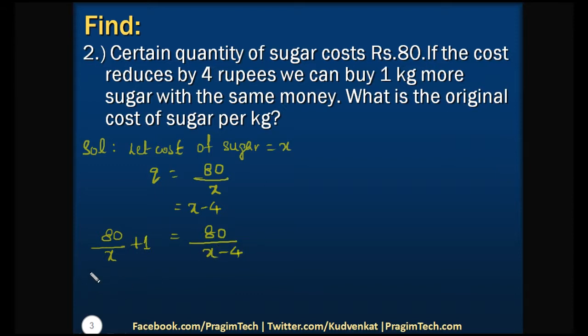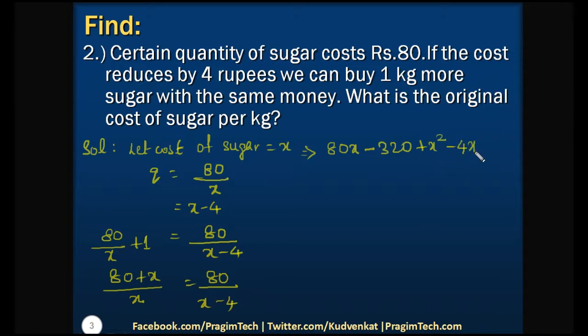Let us simplify further. On the left hand side, it will be 80 plus x divided by x, equal to 80 divided by x minus 4. Let us do cross multiplication. So it results in 80 plus x into x minus 4, which is nothing but 80 into x minus 320 plus x square minus 4x. This is equal to 80x. If you observe here, we can cancel out these two. So the remaining quadratic equation is x square minus 4x minus 320 equals 0.